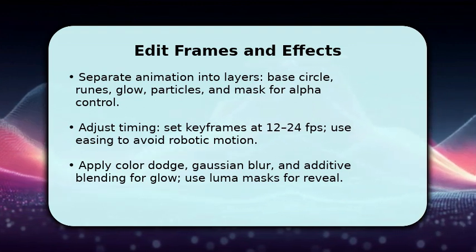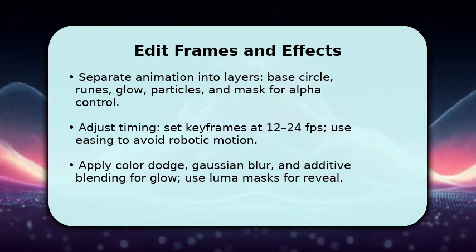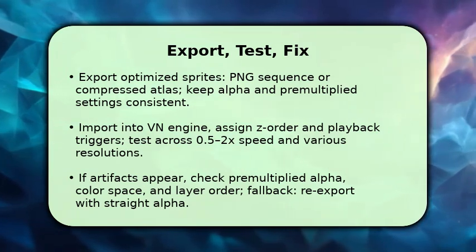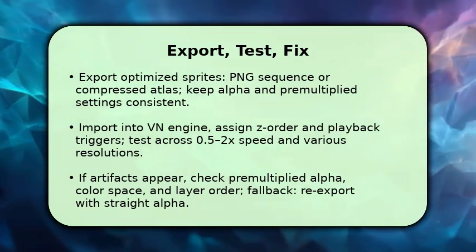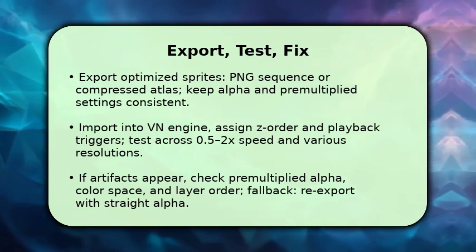Finish by exporting in the format your VN engine expects, PNG sequence or Atlas, with alpha preserved and compression balanced for performance. Then import and hook the animation to the appropriate trigger, set Z-order, and play it at normal and slowed speeds to confirm timing.